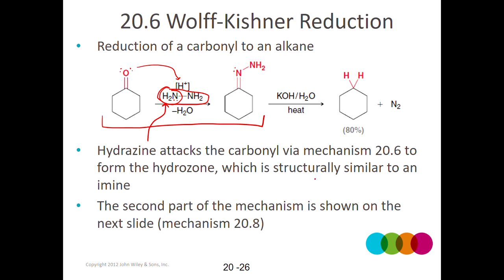Hydrazine attacks the carbonyl just like the mechanism we just talked about. Once this imine type structure is formed, in a second step, adding KOH and water with some heat will replace that nitrogen with a couple protons. So this is an alternative to a reaction we already talked about.